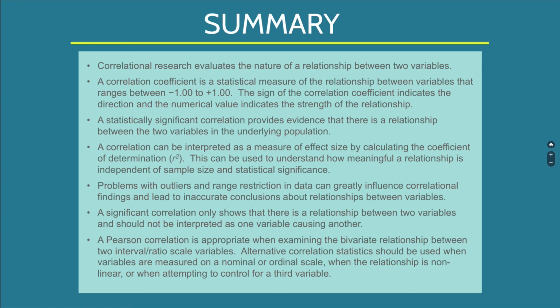Problems with outliers and range restriction in data can greatly influence correlational findings and lead to inaccurate conclusions about relationships between variables. A significant correlation only shows that there is a relationship between two variables and should not be interpreted as one variable causing another. Finally, a Pearson correlation is appropriate when examining the bivariate relationship between two interval ratio scale variables. Alternative correlation statistics should be used when variables are measured on a nominal or ordinal scale, when the relationship is nonlinear, or when attempting to control for a third variable.